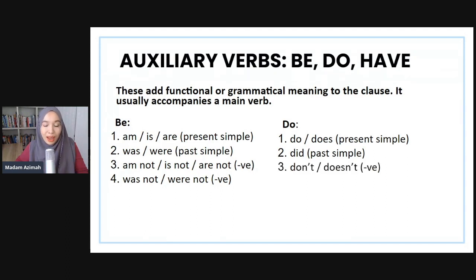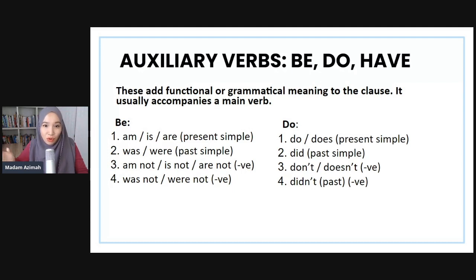And then, of course, we have the negative version. All we have to do is put not, but we have made it into a contraction. So don't and doesn't. So they don't. She doesn't. He doesn't. It doesn't. I don't. And then didn't for everything. He didn't, she didn't, I didn't, they didn't, it didn't.